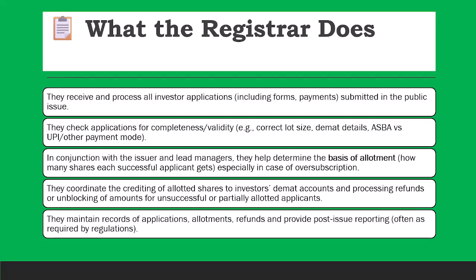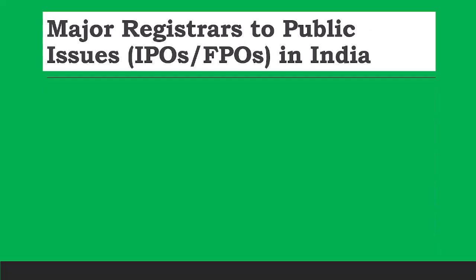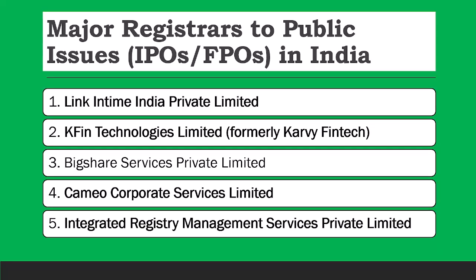Okay. So again, the registrar is a very important person. He does all these activities. Basically, it helps to maintain the records of applications, allotment, refunds, and everything. In conjunction with the issuer and the lead managers, they help determine the basis of allotment, how many shares each applicant gets. Then, who are the major registrars? These are very important persons apart from the merchant bankers. It is between the merchant bankers and the registrars, so they do most of the job.